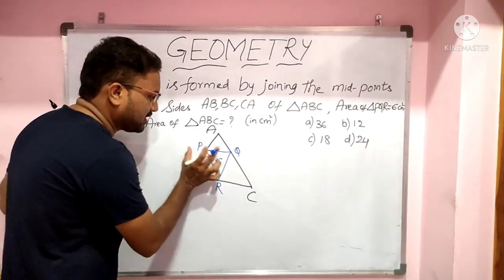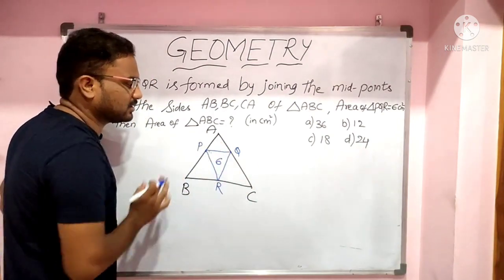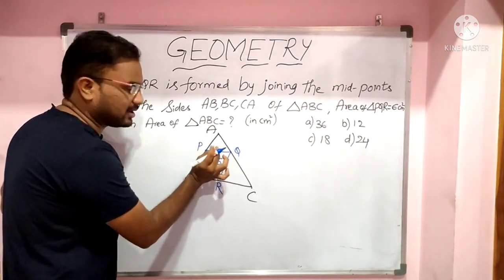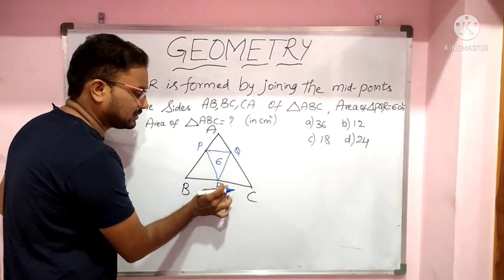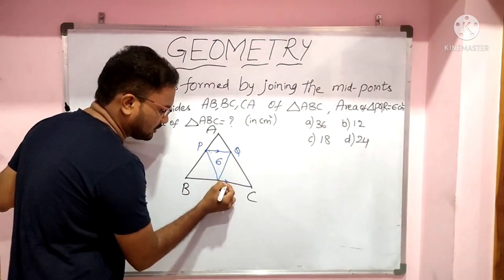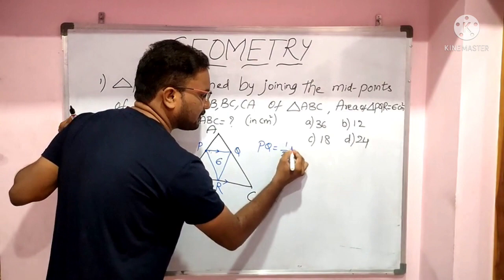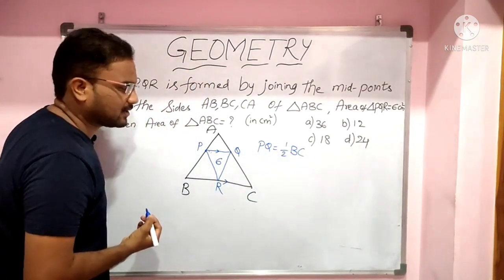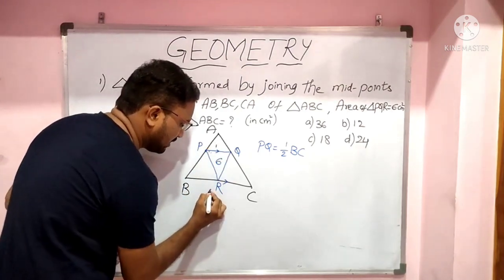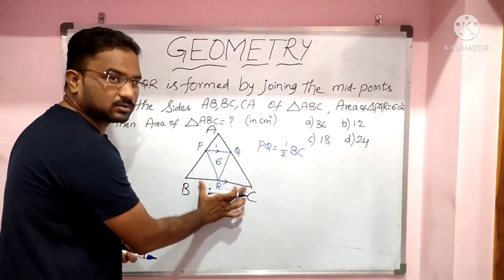So here P and Q are the midpoints of AB and AC. According to the midpoint theorem, if the midpoints of any two sides are joined, then that line is parallel to the third side and also half of it. That means here PQ is parallel to BC and PQ equals half of BC. So if this is 1, then this will be 2.